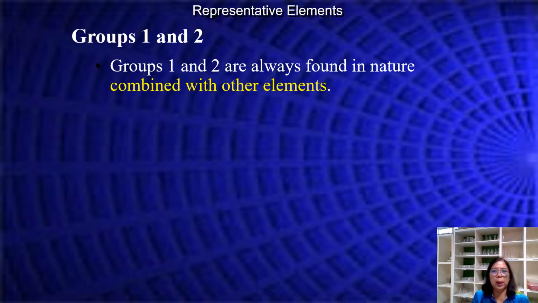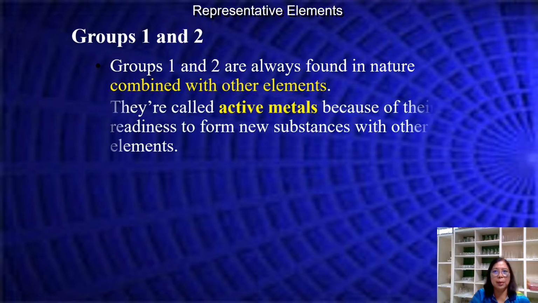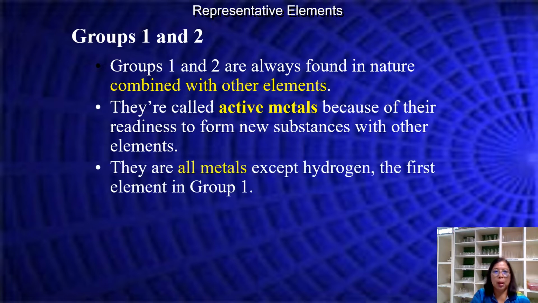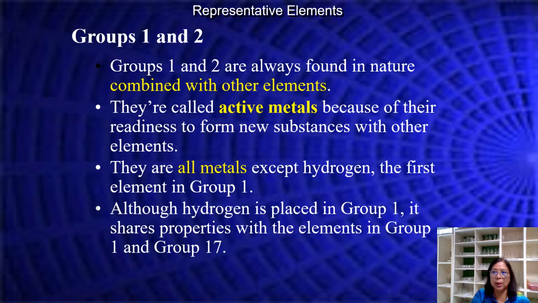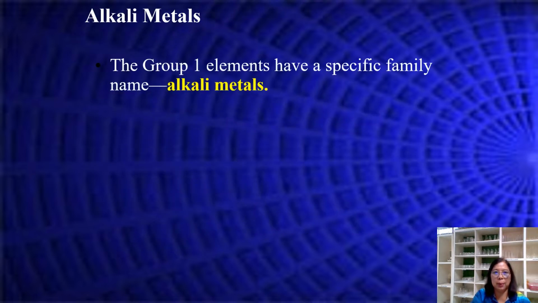Okay, group 1 and 2 are always found in nature combined with other elements. They are called active metals because they readily form new substances or react with other elements. And they are all metals except, as I have told you, the case of hydrogen, which we have discussed already. Although hydrogen is placed in group 1, it shares properties with the elements in group 1 and group 17.